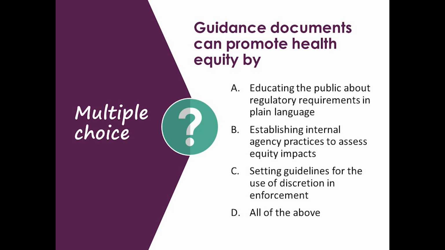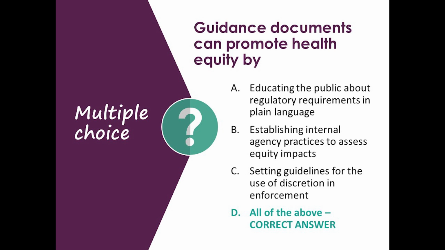Educating the public about regulatory requirements in plain language. B. Establishing internal agency practices to assess equity impacts, and C. Setting guidelines for the use of discretion in enforcement. Answer D is the correct choice.